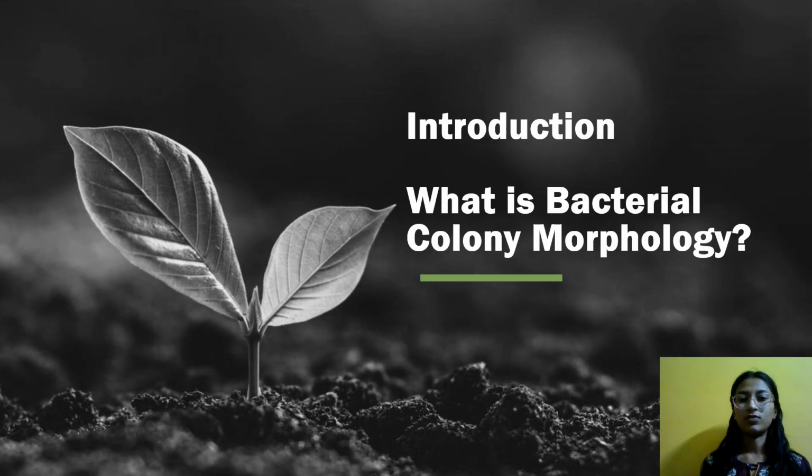So what is bacterial colony morphology? Bacterial colony morphology refers to the observable characteristics of bacterial colonies as they grow on solid media. This includes various attributes such as shape, size, color, texture, and elevation. These morphological features are crucial for the preliminary identification and classification of bacterial species, as different bacteria exhibit distinct colony characteristics.